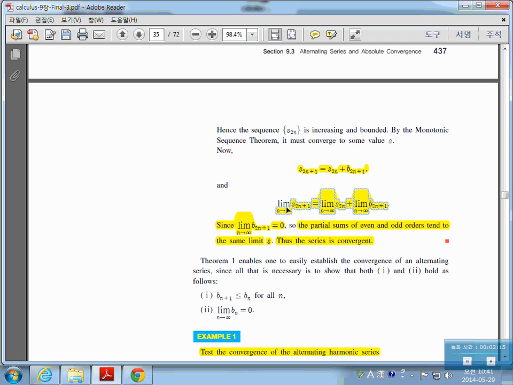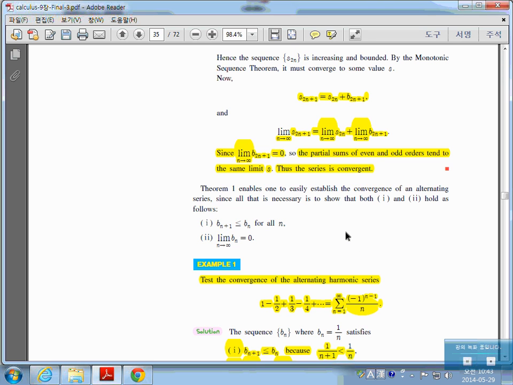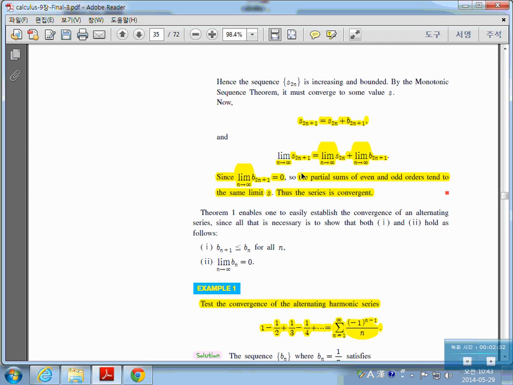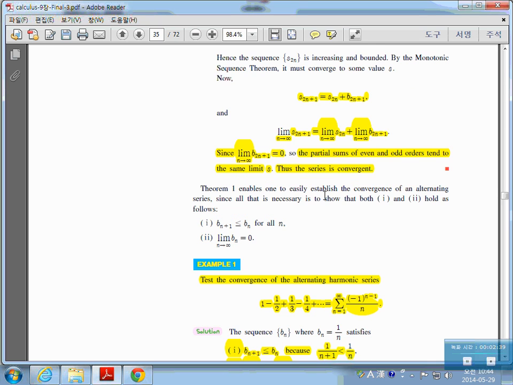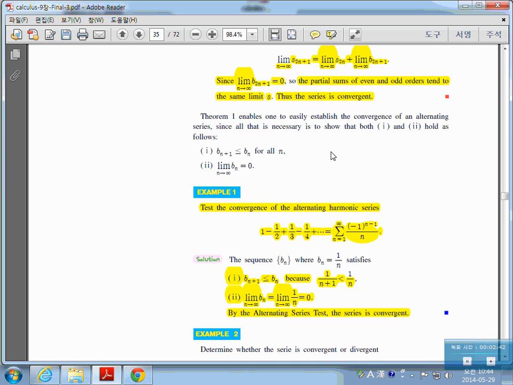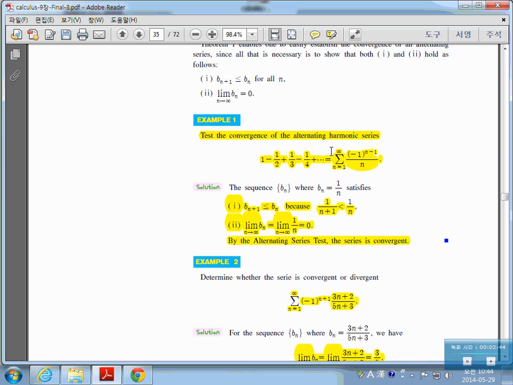So we will see these two should be the same. What that means is the partial sums of even and odd orders tend to the same limit s. That means the series is convergent. You understand? The partial sum of odd and the partial sum of even numbers converge to the same limit, so the series is convergent. So that's a very useful test to check convergence or divergence.